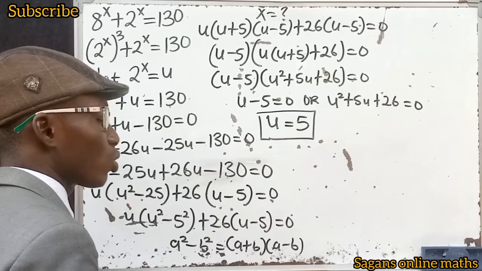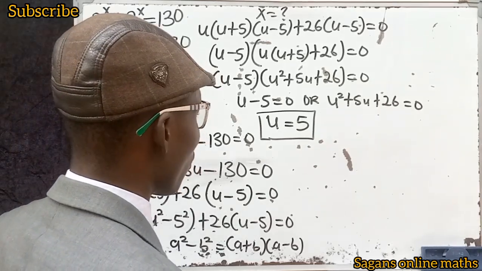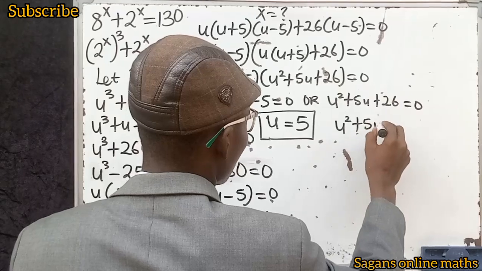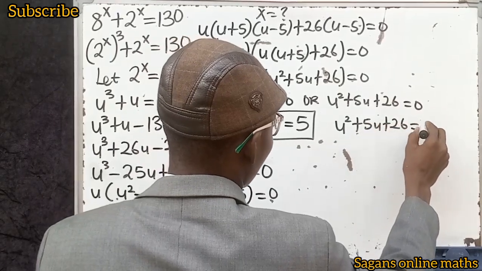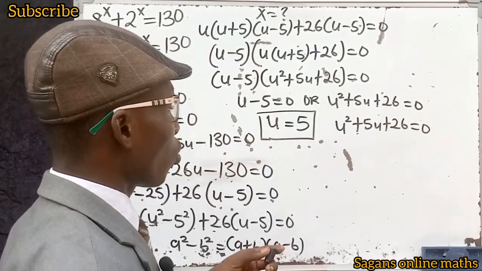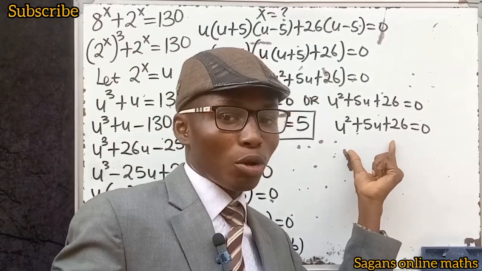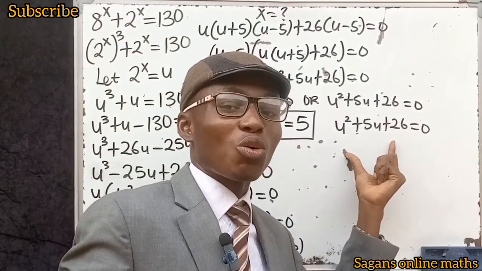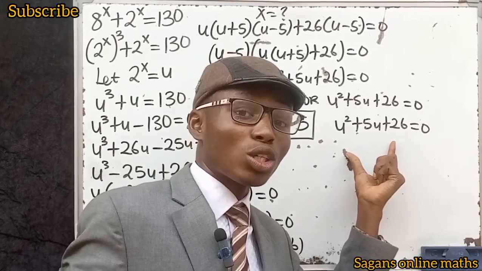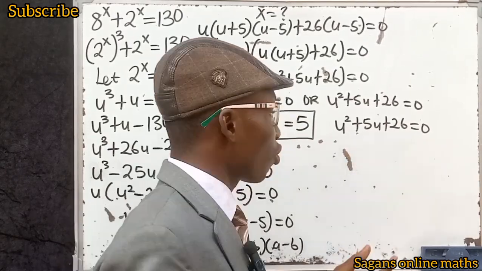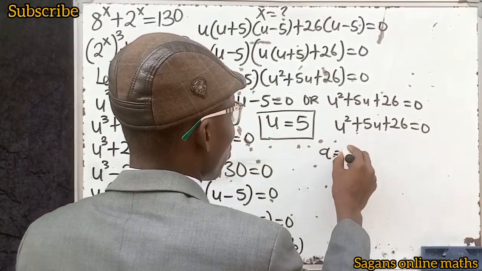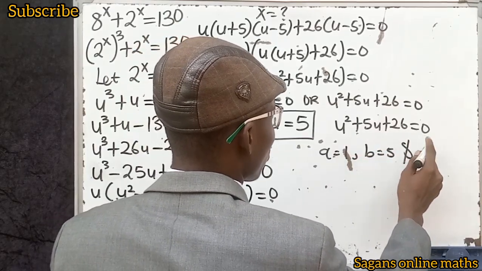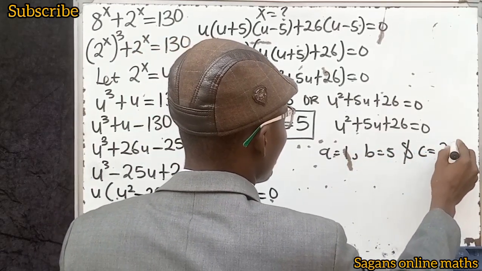But remember, we are not asked to solve for u. We are asked for the value of x. From here, u square plus 5u plus 26 equals 0. We can use the quadratic formula to solve this problem, because it cannot be factorized. Otherwise you would have to use the quadratic formula or completing the square. So from here, a equals 1, b equals 5, and c equals 26.